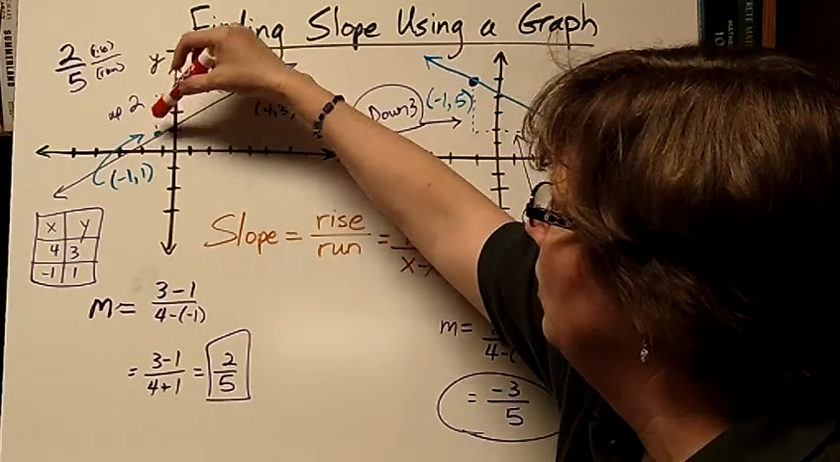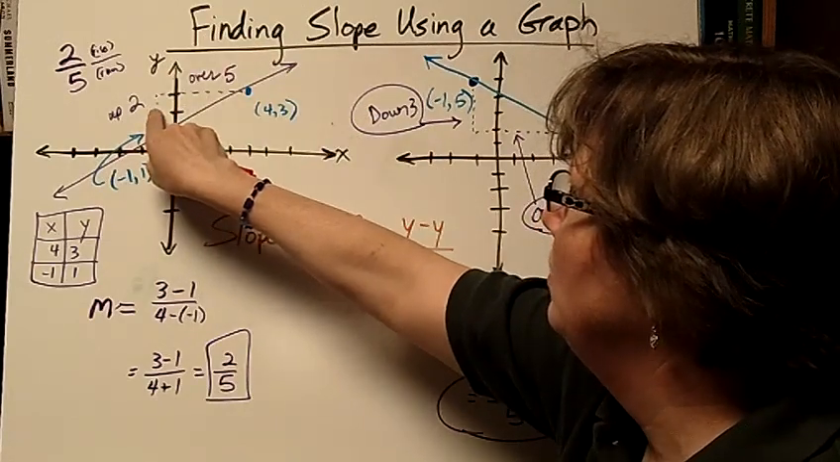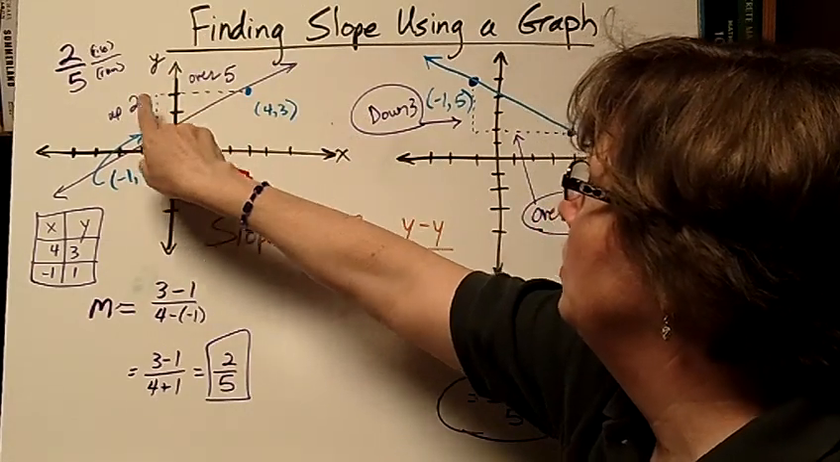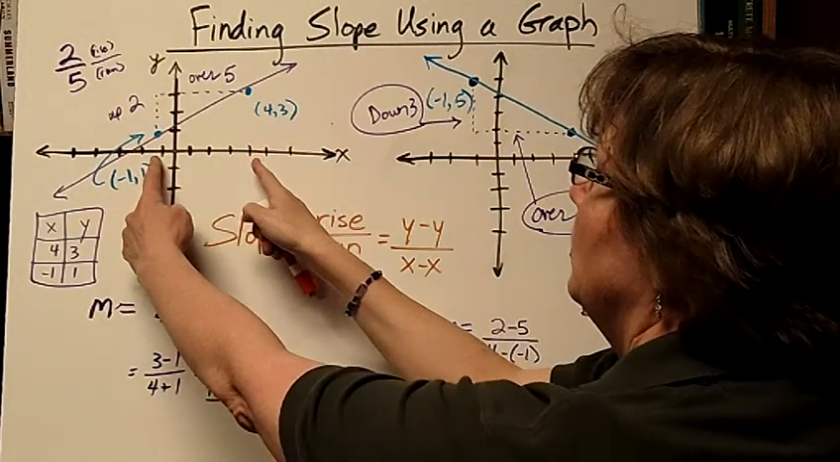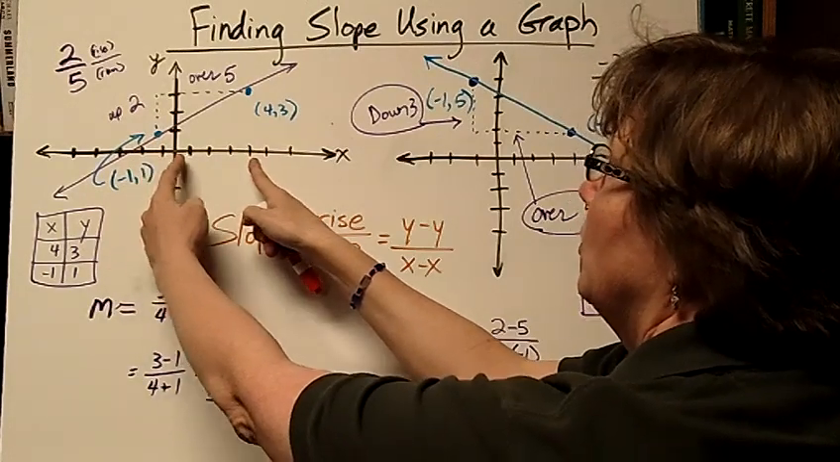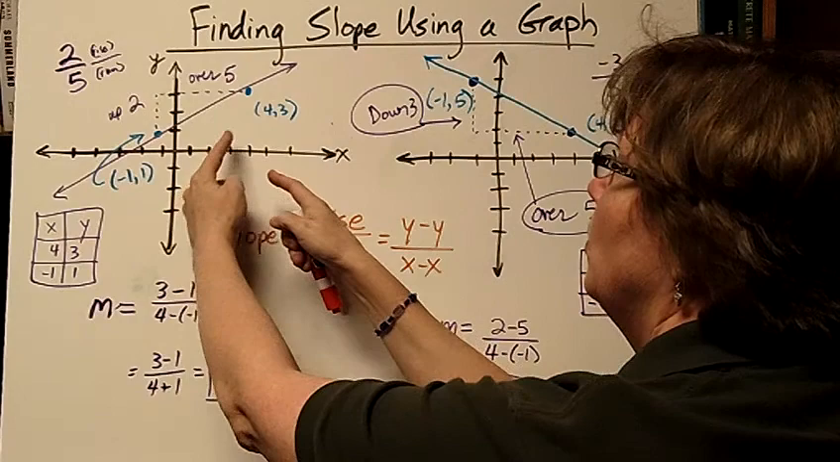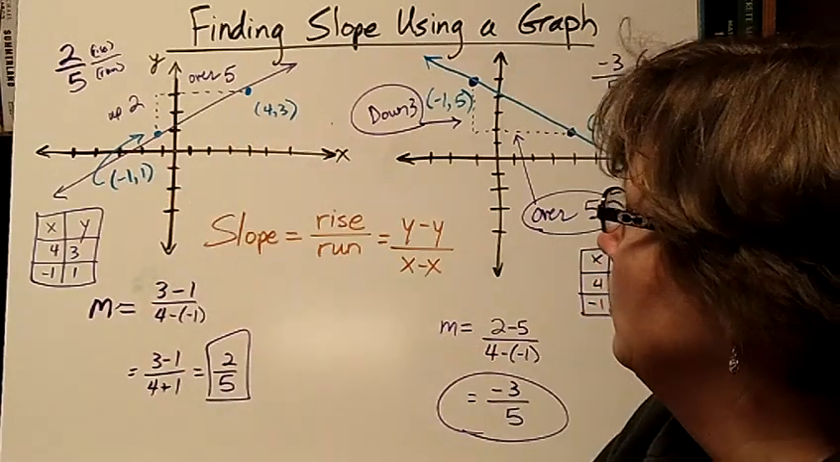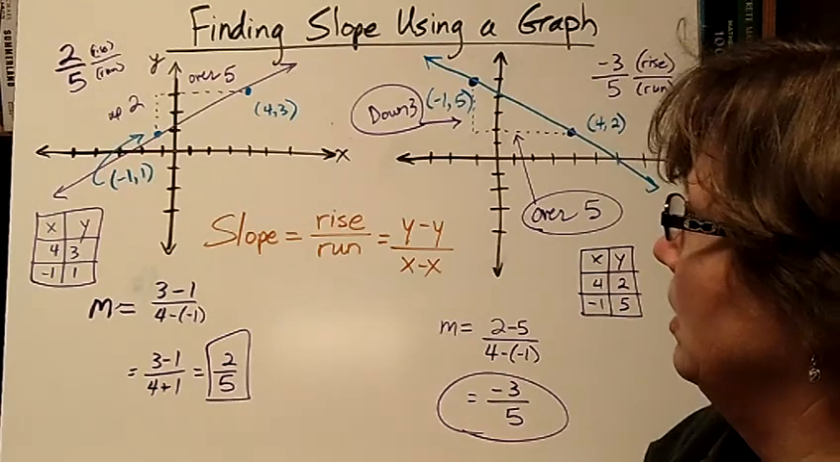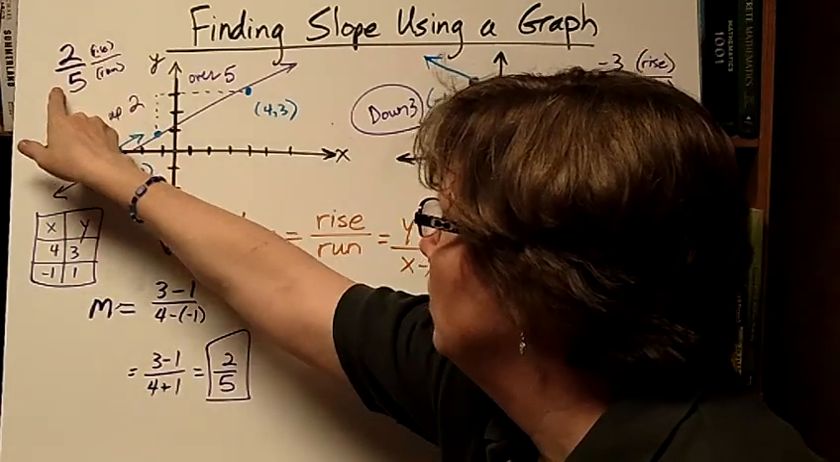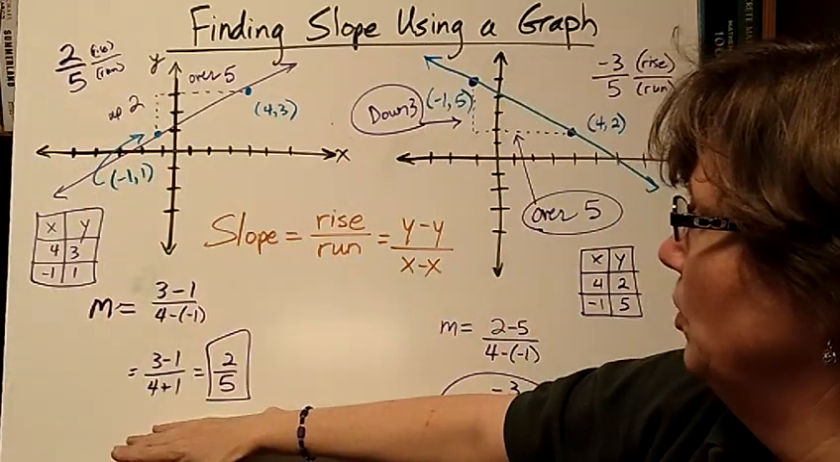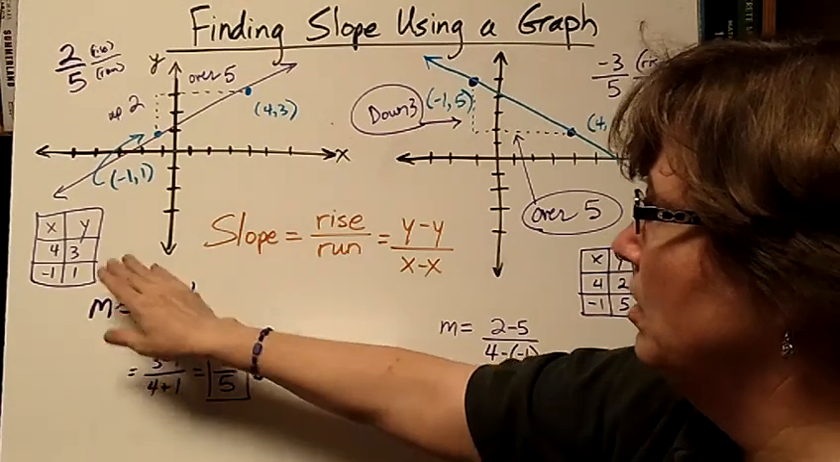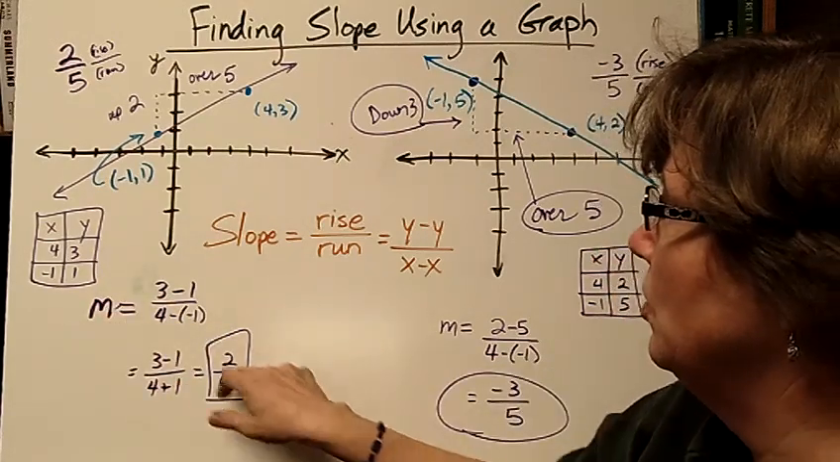You don't count the one you're on. You count 1, 2. So we go up 2. And from a negative 1 to a 4, we are going to go over 1, 2, 3, 4, 5. So that will be over 5. So our slope is actually going to be rise over run, 2 over 5. You can see if you put it into the formula, you come up with the same answer.